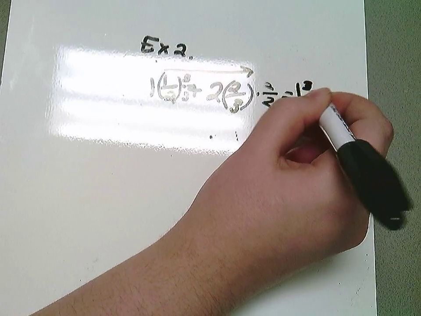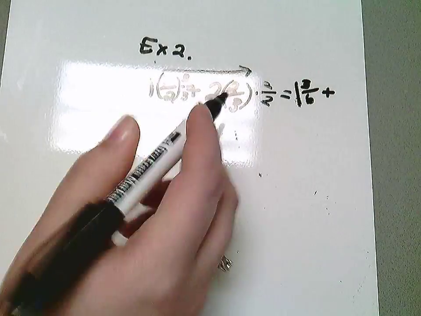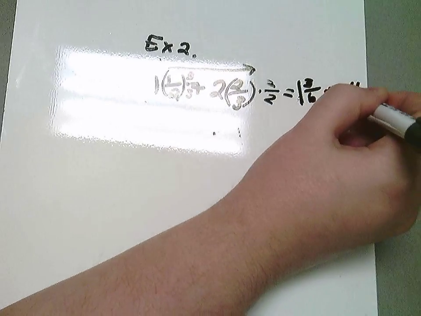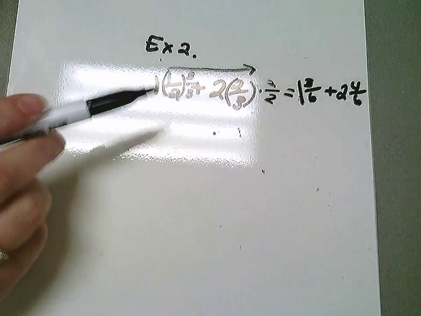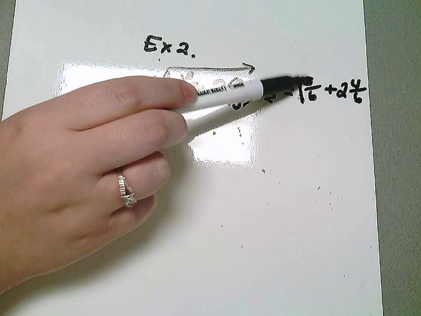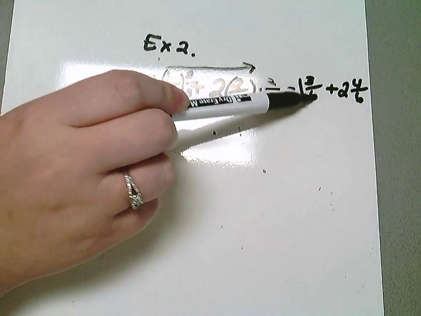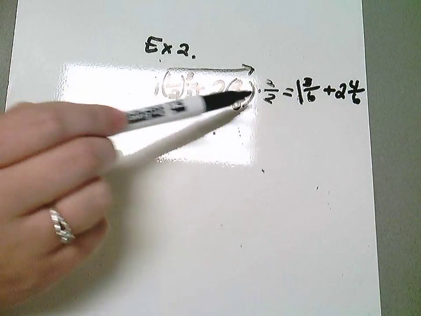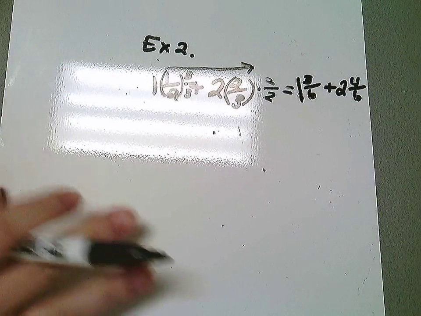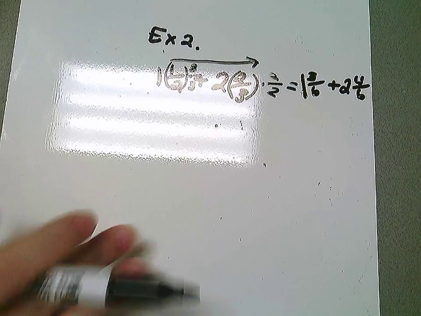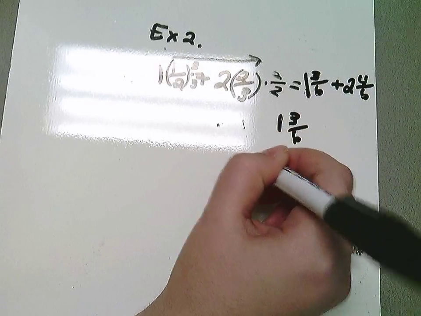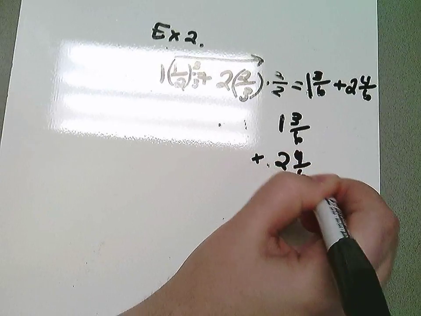So when we shape that, we keep the 1 the same. 1 3/6 plus 2 4/6. We got 3/6 because 1 times 3 is 3, and 2 times 3 is 6. We got 4/6 because 2 times 2 is 4, and 3 times 2 is 6. So now our job is to add 1 3/6 plus 2 4/6.